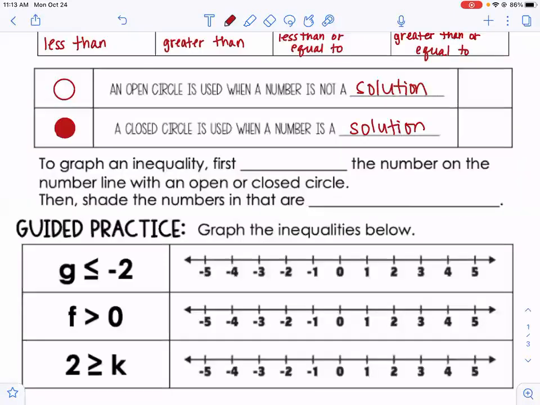When we graph an inequality, I want you to first plot the number on the number line. Then we're going to shade the numbers that are solutions. When we shade on our number line, we are saying, hey, these numbers work.